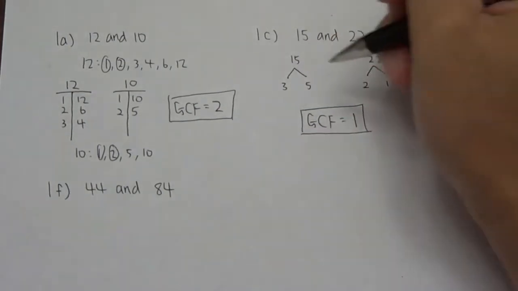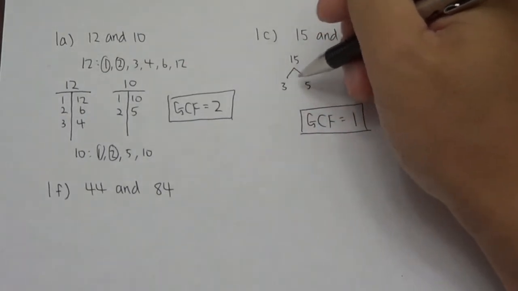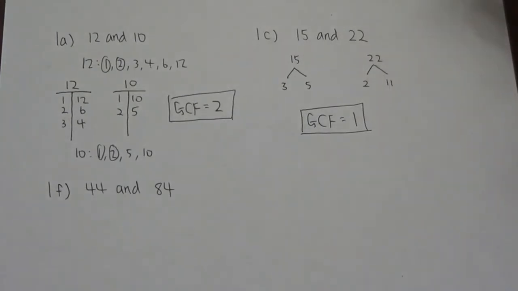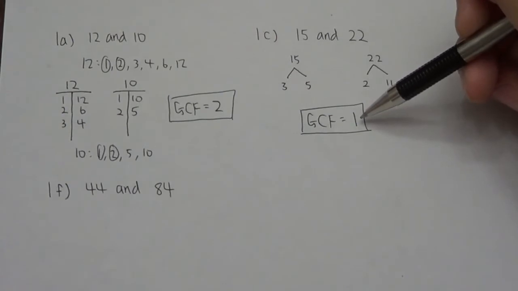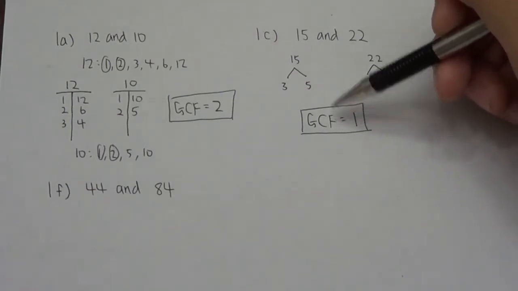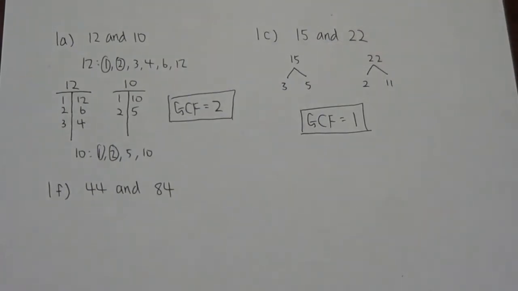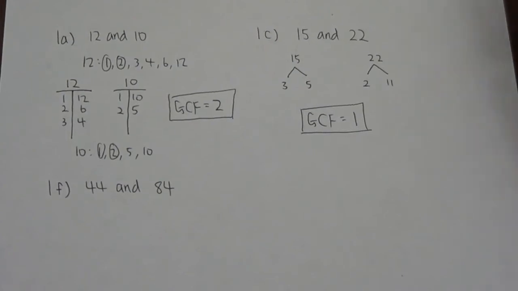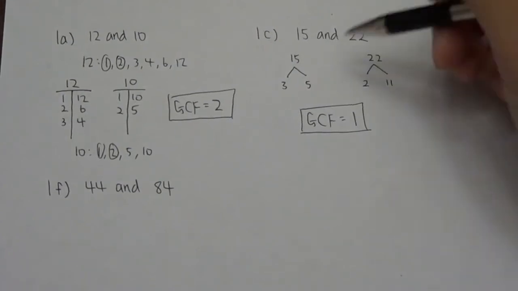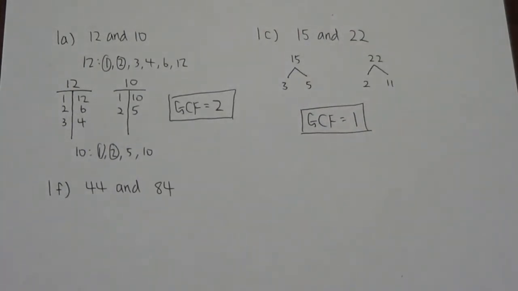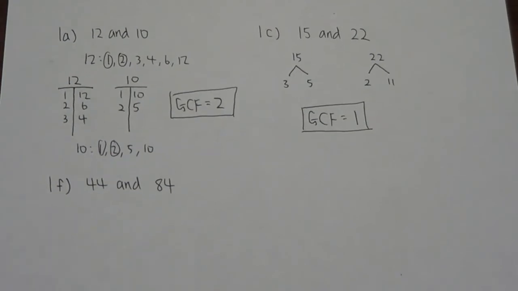Now remember, 1 is not listed if you use the factor tree, because the purpose of the factor tree is to get you the prime factors. You remember, 1 is not a prime number, but it can be a factor. Actually, by definition, it is a factor of every number there is, because you can always multiply that number by 1 and get itself. So if they don't have any common factors, by default 1 would be the greatest common factor.